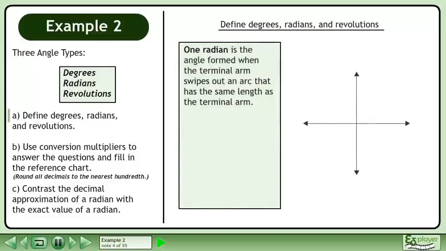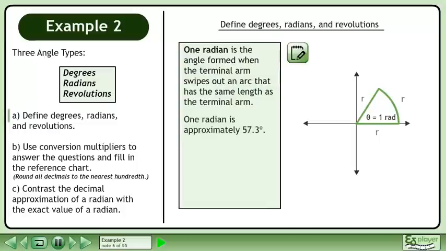One radian is the angle formed when the terminal arm swipes out an arc that has the same length as the terminal arm. The animation shows a terminal arm rotating 1 radian. The length of the arc is r, which is the same length as the terminal arm. One radian is approximately 57.3 degrees.